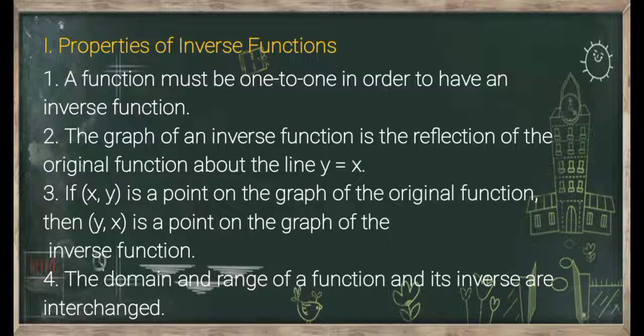Number 3. If the point (x, y) is on the graph of the original function, then the point (y, x) is on the graph of the inverse function. Number 4. The domain and range of a function and its inverse are interchanged.